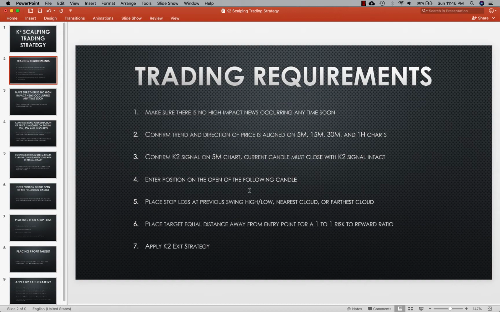And then once you're in your position, you can place a stop loss at the previous swing high or low, the nearest cloud, or the farthest cloud. And once you place your stop loss, then you can place your profit target an equal distance away from the entry point for a 1-to-1 risk to reward ratio. The K2 exit strategy is not really needed for scalping since you'll be in and out of trades pretty quick. But if your trades last longer, or if you're reaching more than 10 pips, then maybe you can apply it, but it's not so necessary here.